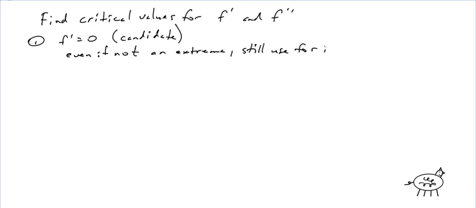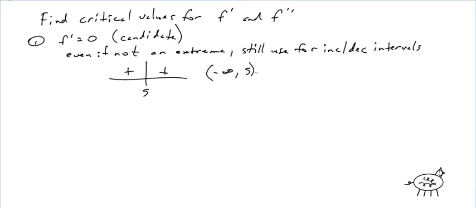it for increasing and decreasing intervals. So in other words, if I had something like this and it was plus, plus, and this was, let's say, 5, you wouldn't tell me from negative infinity to positive infinity it's increasing. You would tell me it's from negative infinity to 5 union 5 to positive infinity. It's increasing, because f prime of x is greater than 0. Okay, so that's the first thing.